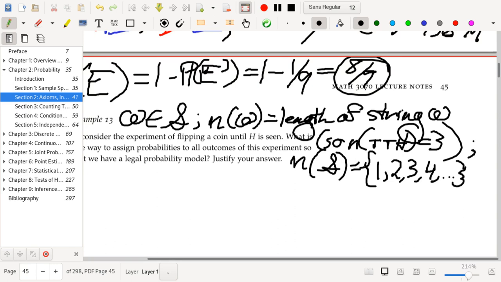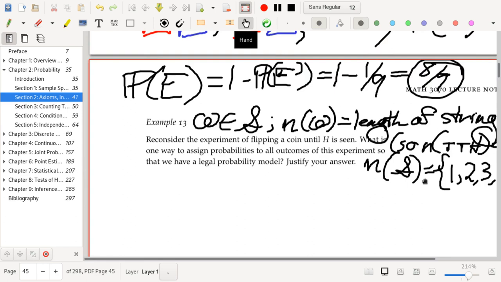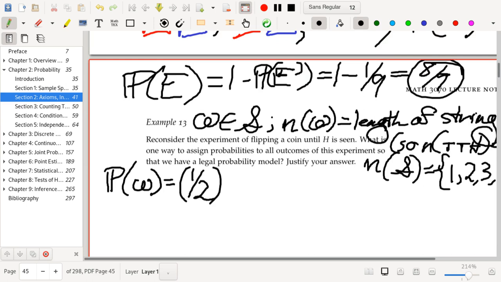Okay. So, I'm going to suggest that what we should do for our probability assignment is say that the probability of an outcome omega is equal to 1/2 to the power of n of omega. So in other words, it's going to be 1/2 to the power of the length of the string omega. So for example, in this earlier case where we had TTH, the probability of that outcome TTH would be 1/2 to the power of the length of the string TTH, or 1/2 to the power of 3, which is 1/8. Okay?